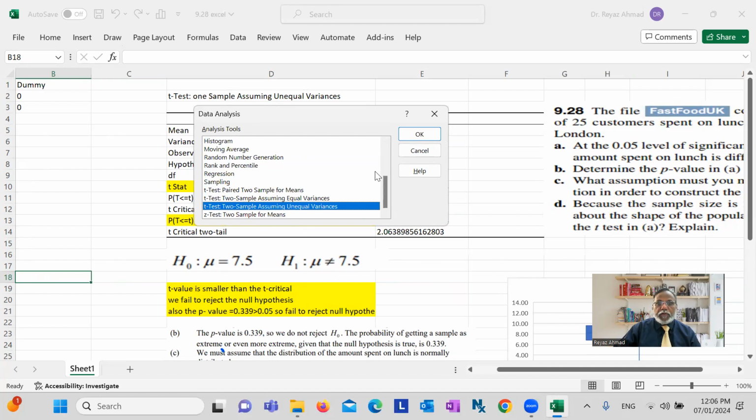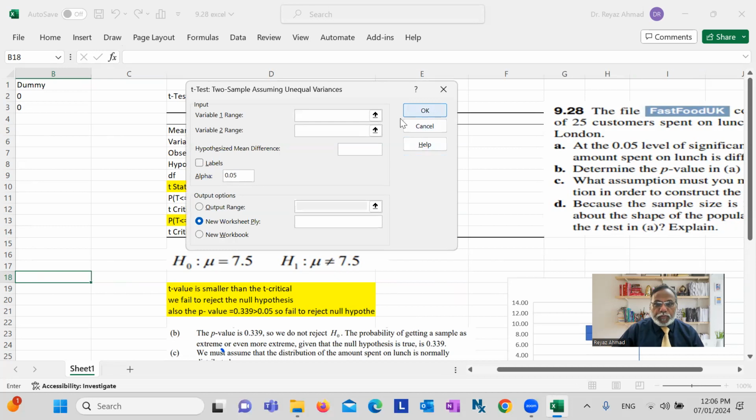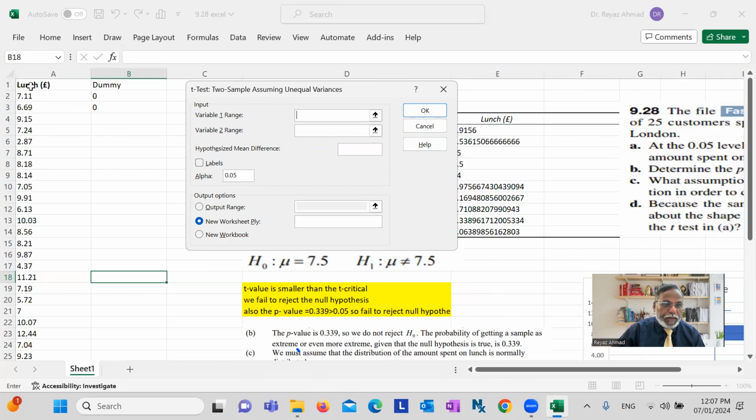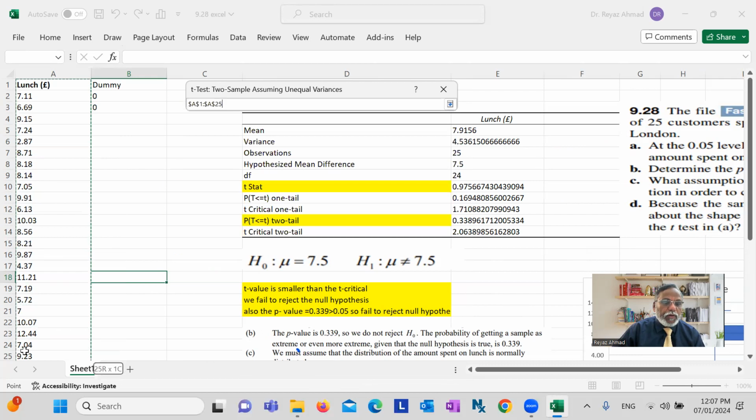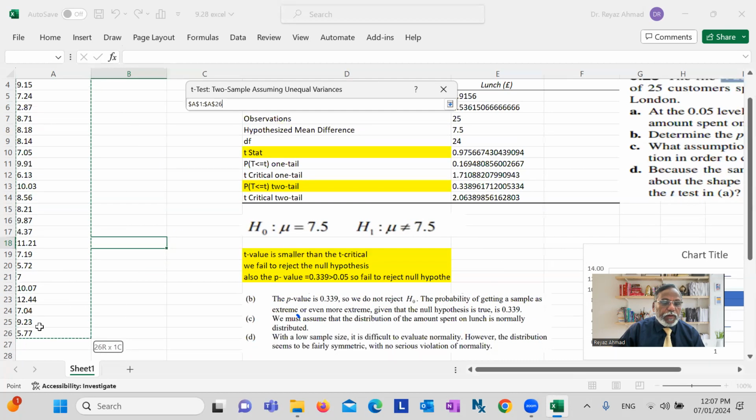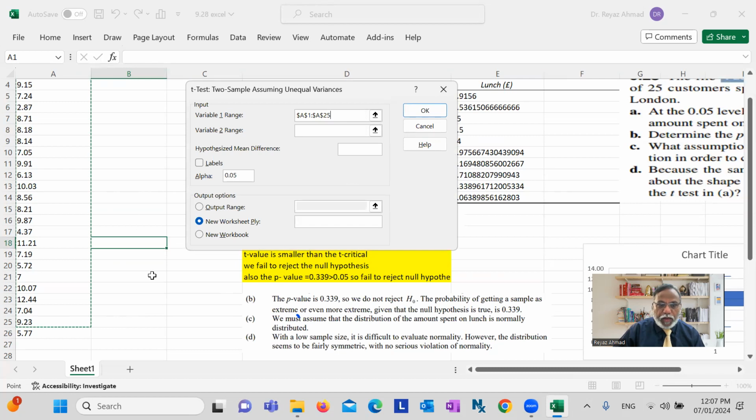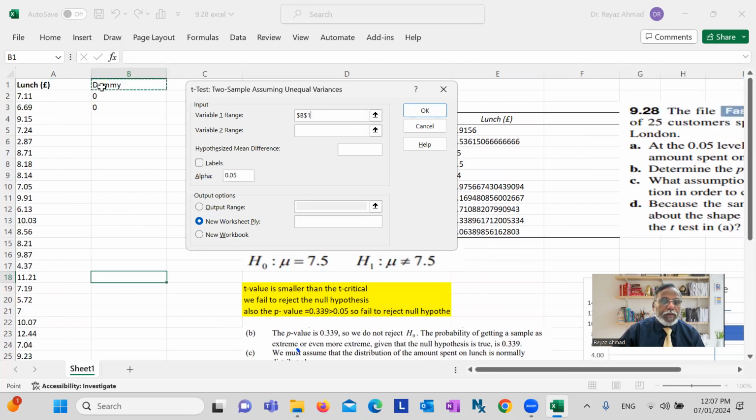But before that, I would like to explain to you that since this is going to use two samples, I have to create one dummy variable over here. I have already my data here. This is my data available. So this is one sample. Because it is using two samples, I will be creating a dummy variable with two zeros, that's enough. So I will be using this dummy variable.